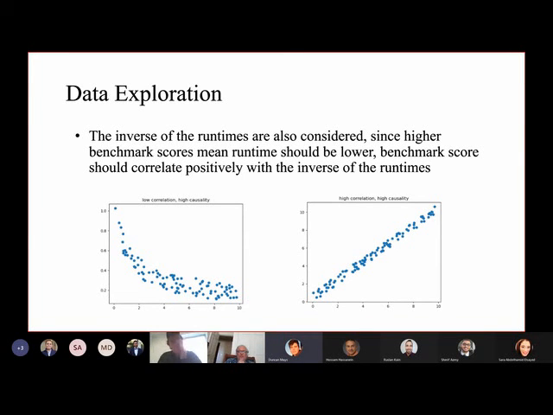Now, in the following data exploration, we also considered the inverse of the runtimes of the sampled programs. This is because the runtimes of the sample programs should have an inverse relation with the benchmarks. And so the inverse of the runtime should have a linear relation with the benchmarks, which means that it'll correlate more strongly because correlation math only works on linear relations. It doesn't work on inverse relations.